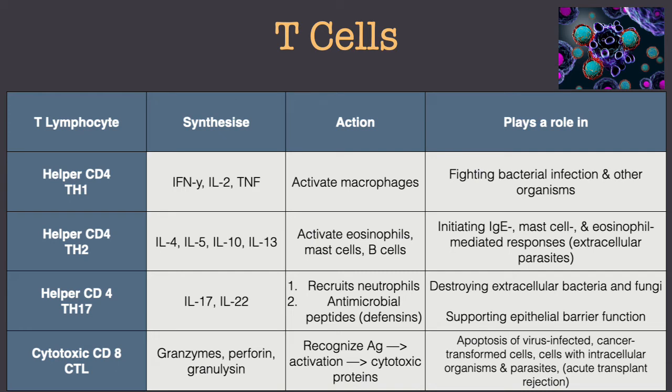They secrete gamma interferon, interleukin-2, and tumor necrosis factor, cytokines that activate macrophages, which in turn phagocytose bacteria and other organisms. Th2 helper T cells synthesize interleukins 4, 5, 10, and 13, which initiate IgE, mast cell, and eosinophil-mediated responses that destroy extracellular parasites. The third subset of helper cells, designated Th17, synthesize interleukins 17 and 22, which recruit neutrophils in bacterial and fungal infections, but also increase defensins that help with epithelial barrier function.